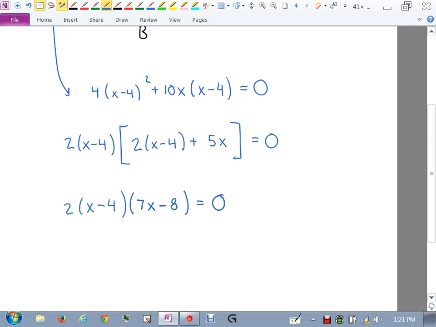And now you have 1, 2, 3 things that multiply to be 0. So you set each one of them equal to 0, although you don't have to consider the 2, right? Because the 2 can never be 0. X minus 4 can be 0 only when x is 4. And then this one right here, setting that to 0, you get x equals 8/7. So I have 2 critical numbers. Any questions? 2 critical numbers so far?